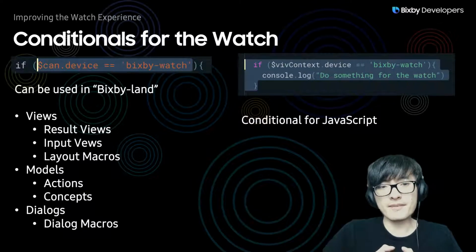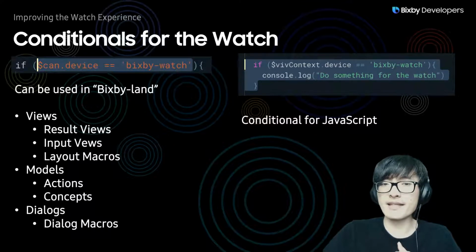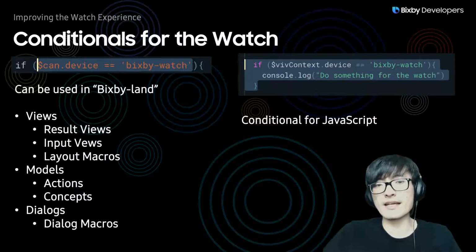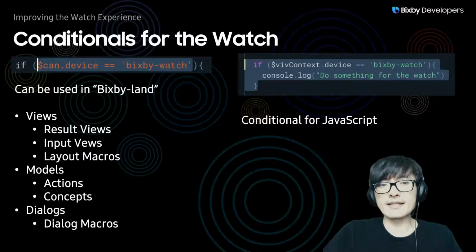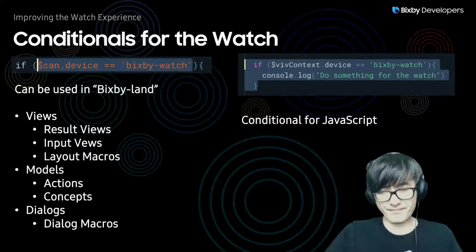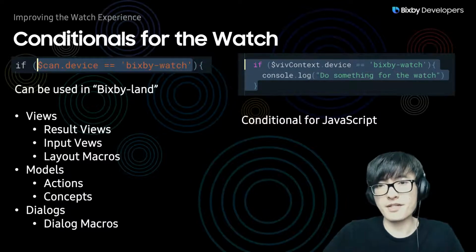Now in the JavaScript, you can pass in the viv context variable, and you'll have access to the device key, where then you can check to see if that says that it's the Bixby watch. And in this example, let's say if you did need custom logic in the JavaScript, this just console logs, but obviously you can put in your own logic.